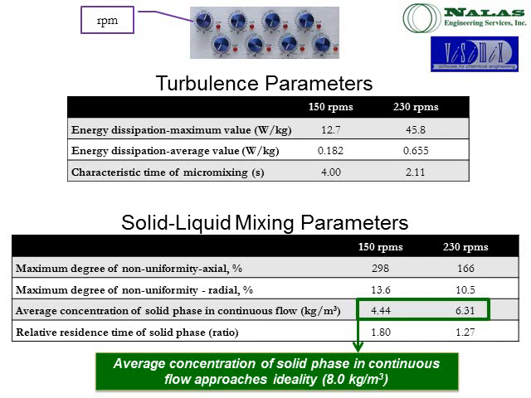And then the solid-liquid mixing parameters. The one that I have highlighted here is the average concentration of the solid phase in continuous flow. We went from 4.44 to 6.31 when ideality is actually at 8. So just a simple increase in RPM is dramatically changing these mixing parameters. So that's definitely one of the parameters we're going to be examining as we go forward.